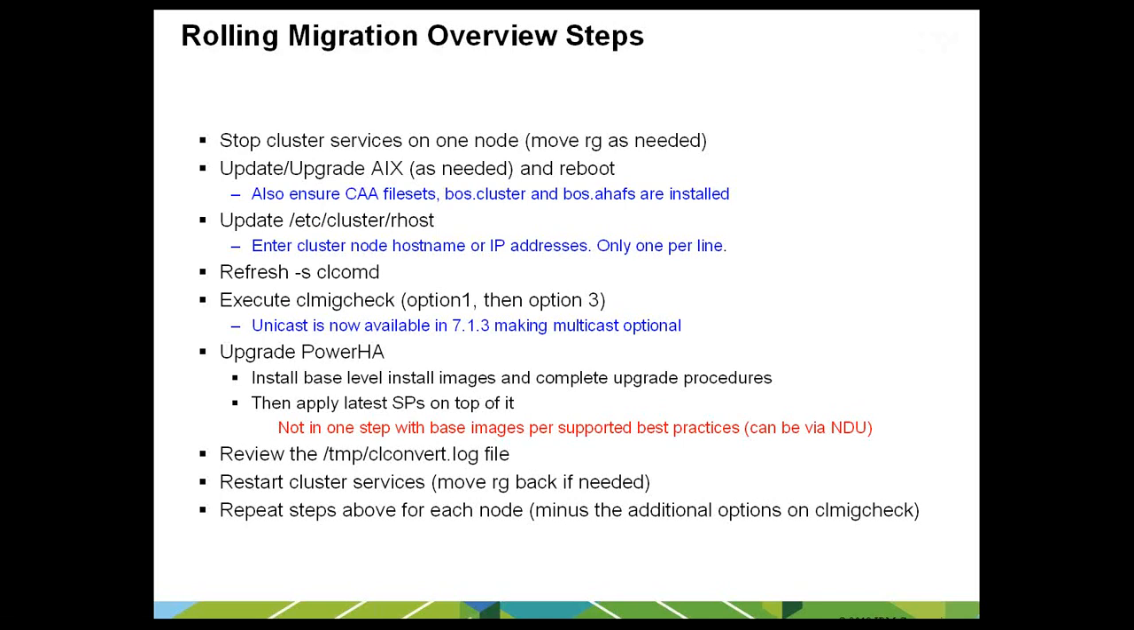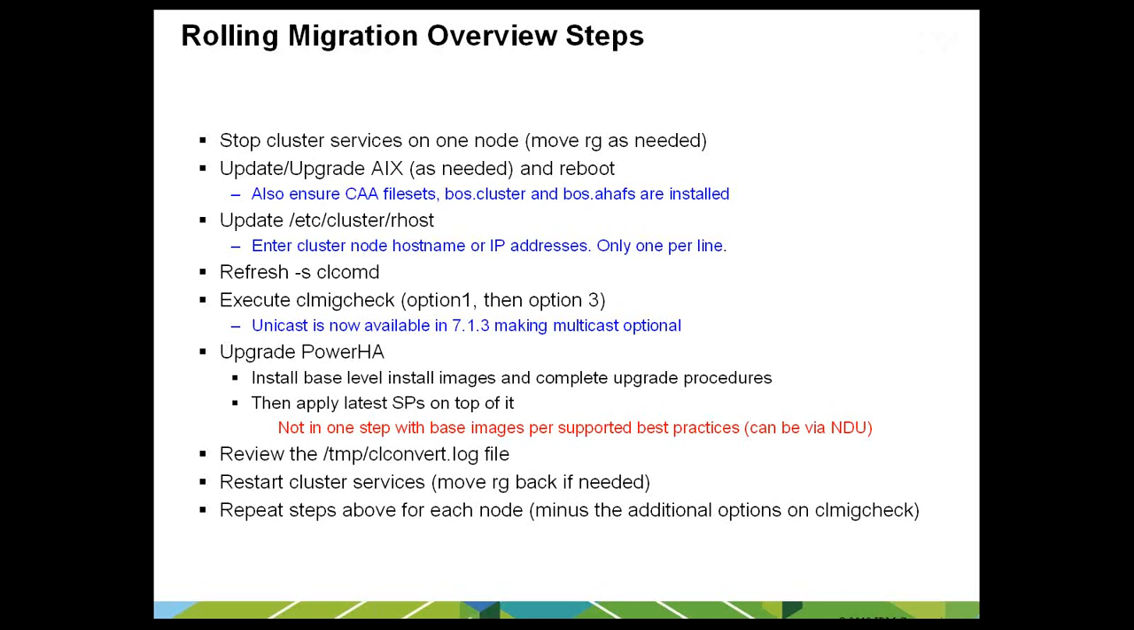So first, let me give an overview of what the steps are to perform a rolling migration. Now, rolling migration actually gives you the least amount of downtime. You can always have a node active in the cluster. So I've got a 2-node hot standby cluster, which I'm going to show the configuration of in just a minute. The first thing I'm going to do is stop the cluster on the standby node first. That's actually a common practice for customers, to upgrade the backup node first.